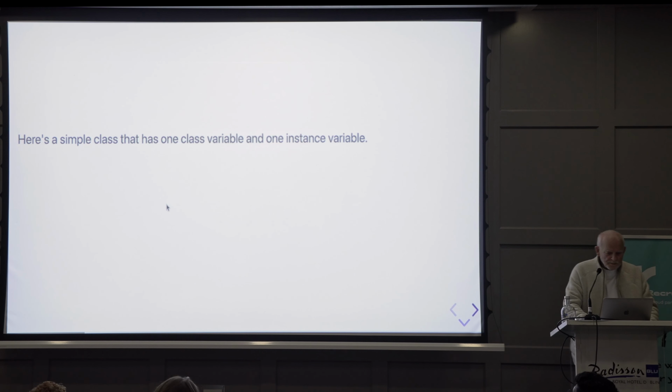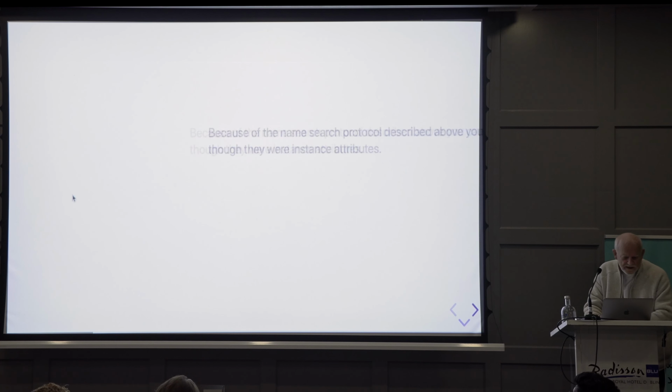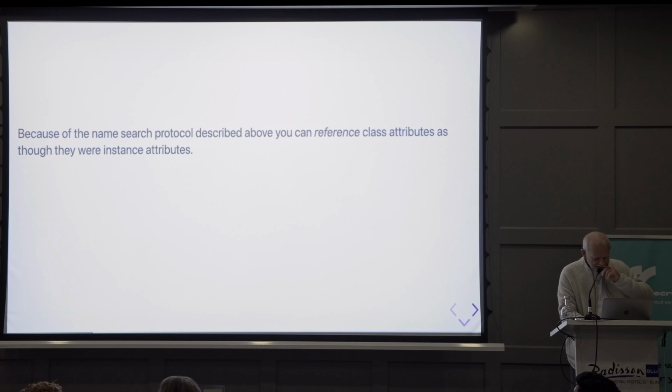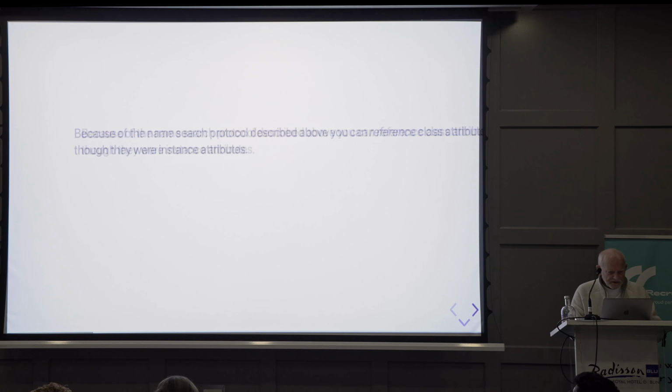So here's a simple class. We've got a class variable and an instance variable. So DemoObject there has a class variable C, which is an integer with the value 42, and it has an instance variable which is assigned inside the init function. And so if I create an instance of that class with DemoObject(21), then we should see that because of what's happening here? Hang on a minute. Yes, okay, I've just created the instance.